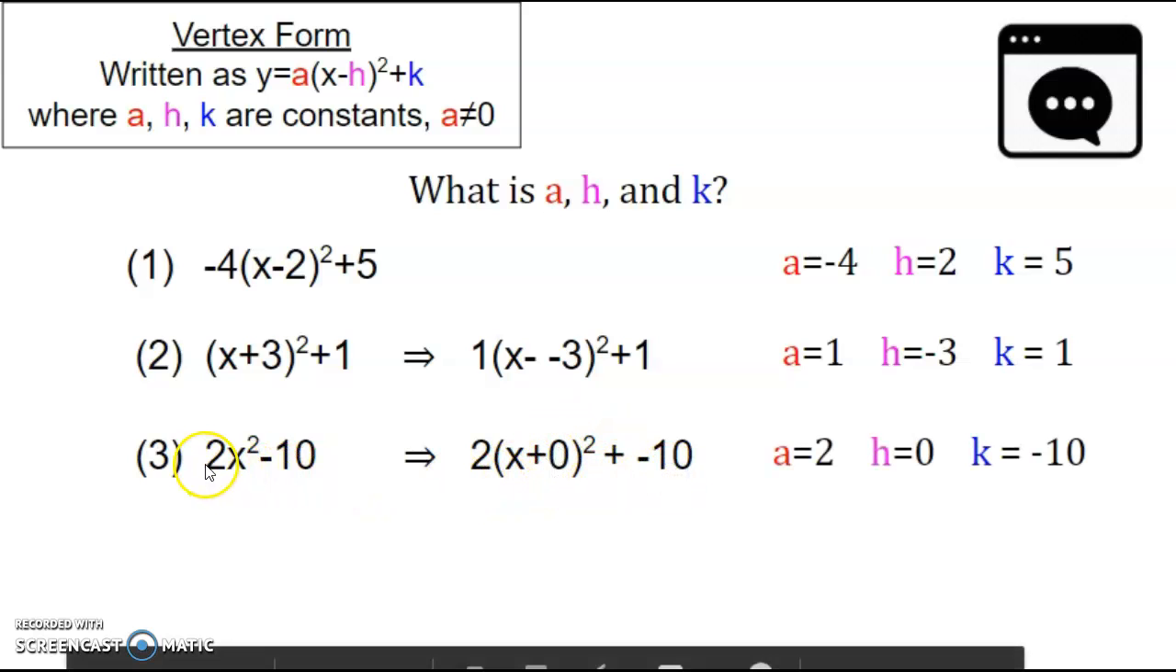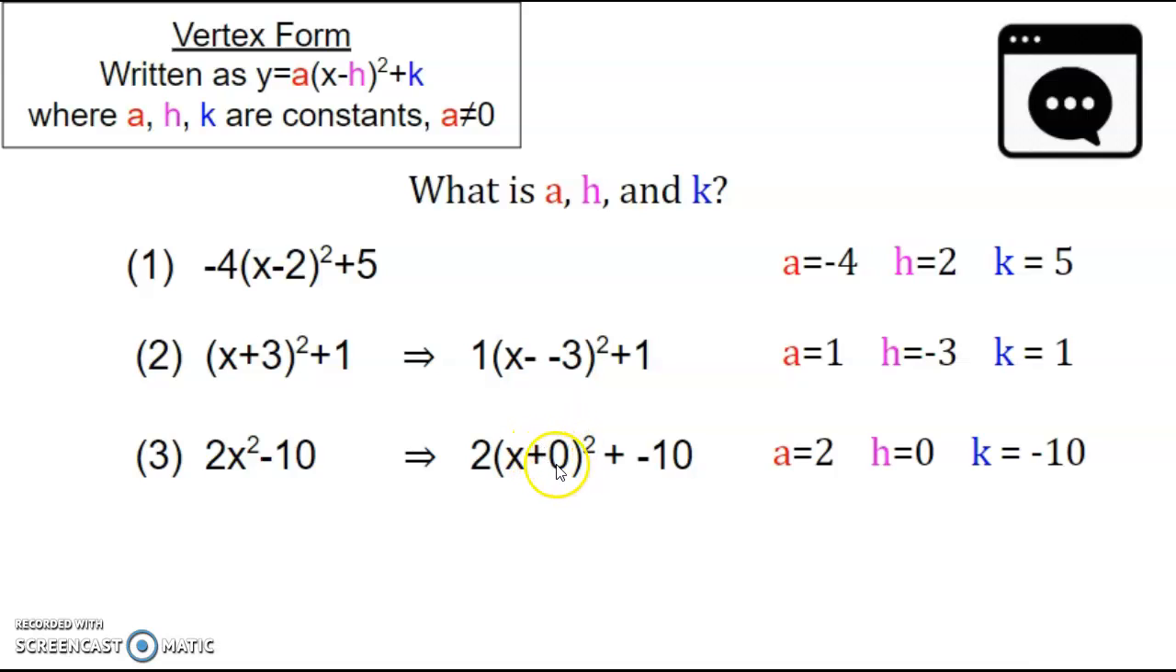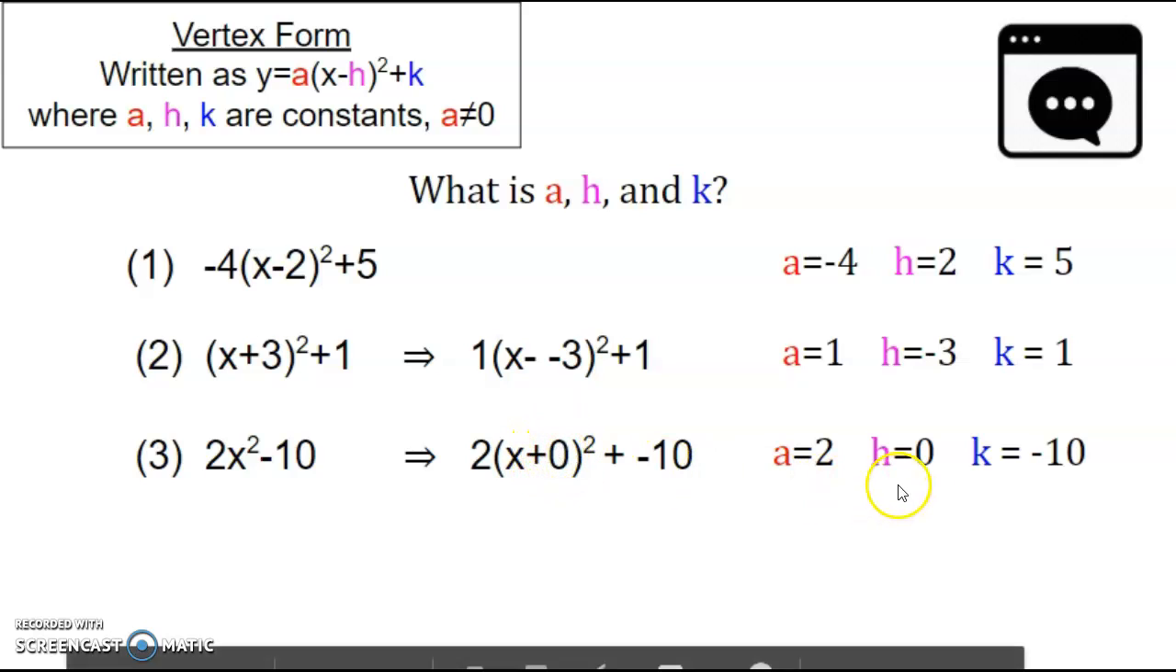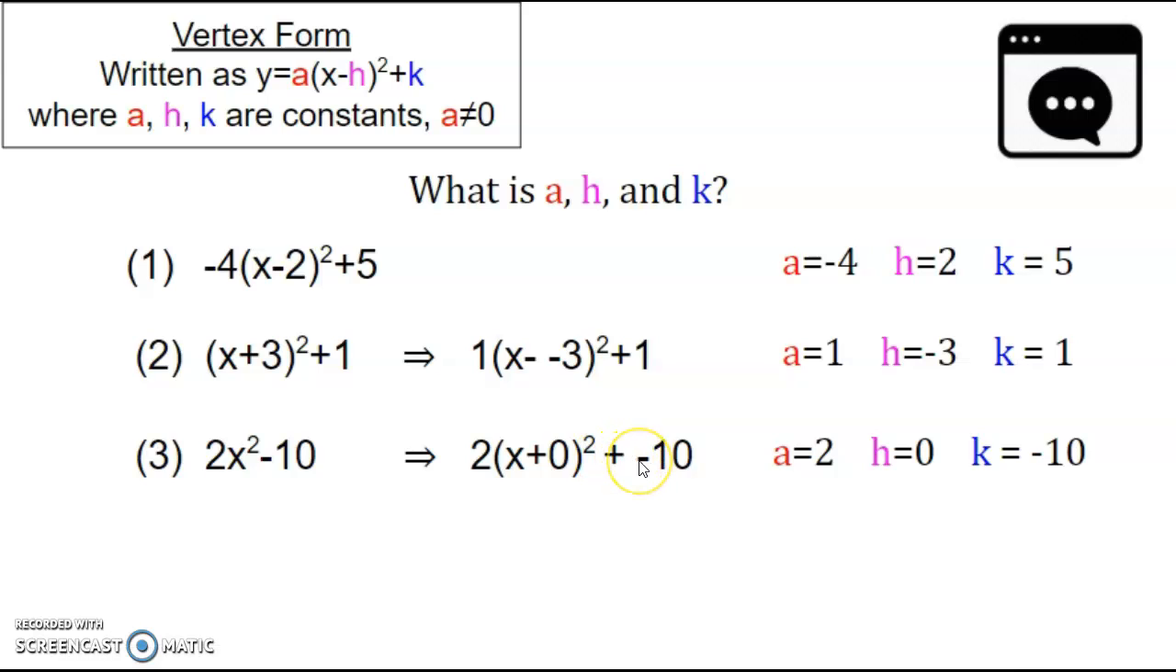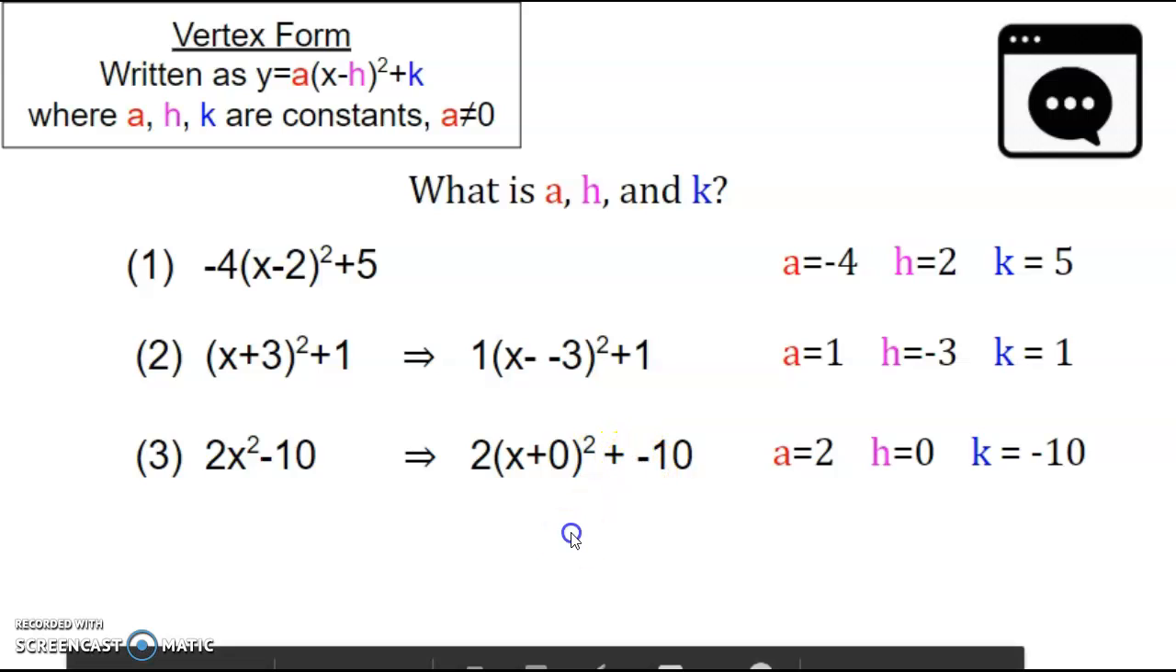So from here, I can tell that a is 2. That's the number in front of the parenthesis. The number being subtracted will be 0. So h is 0. And then k is negative 10.